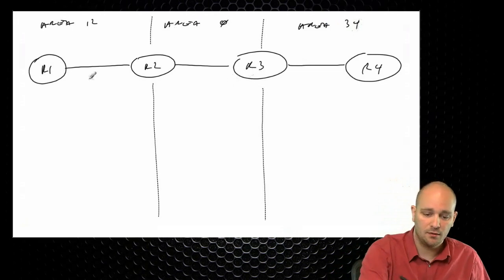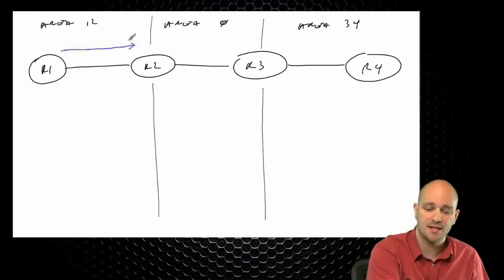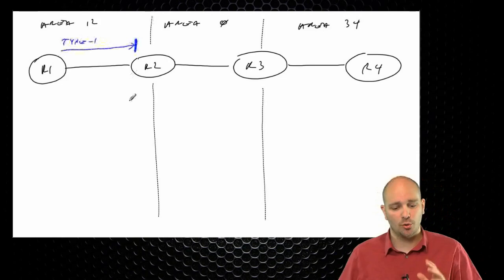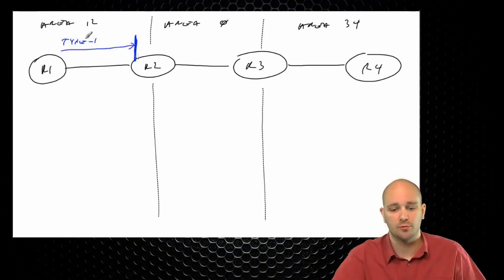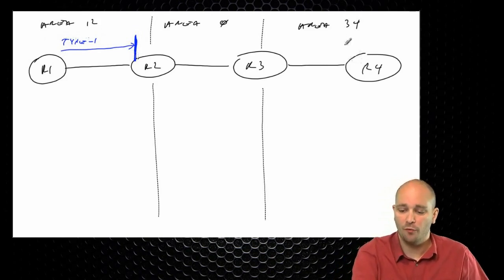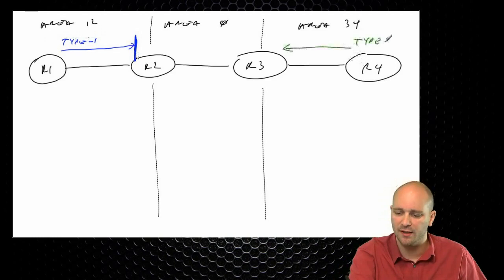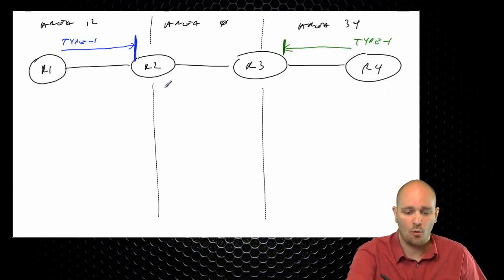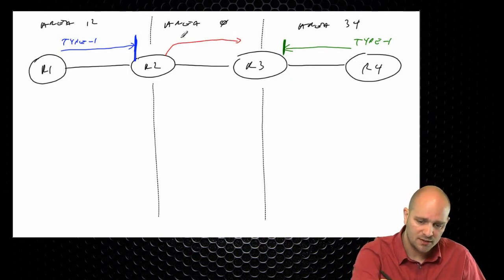Let's say that R1 here generates type 1 LSA. This is where this LSA is going to stop. So it is never going to leave the area in which it was generated. Now, R4 here will be generating its type 1, and this is where this stops. Now, R2 may be generating its own type 1.